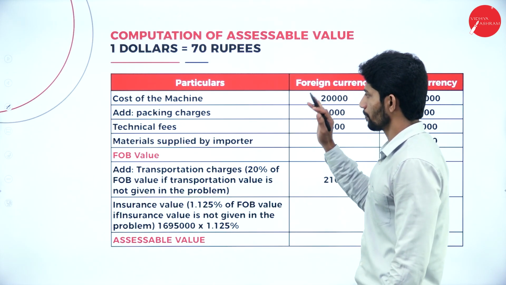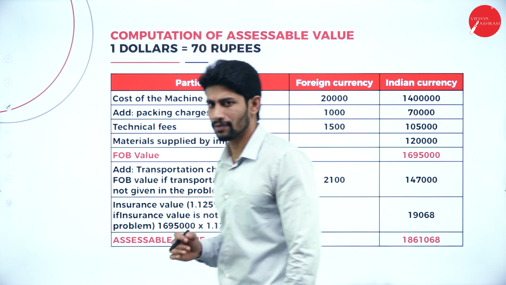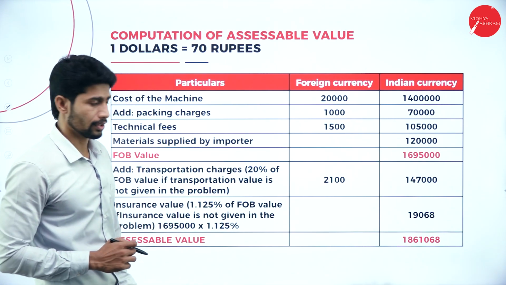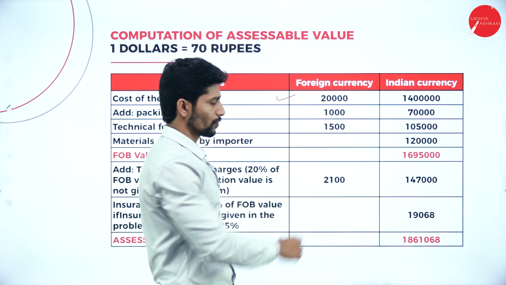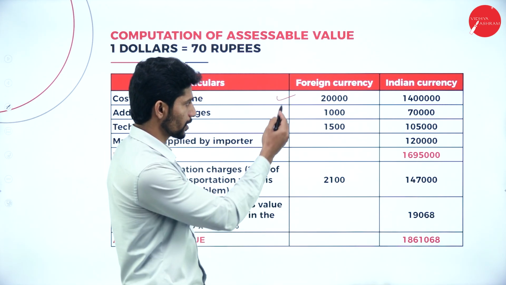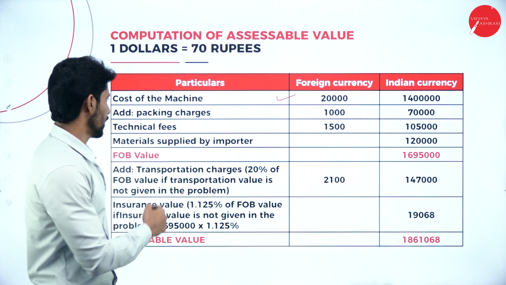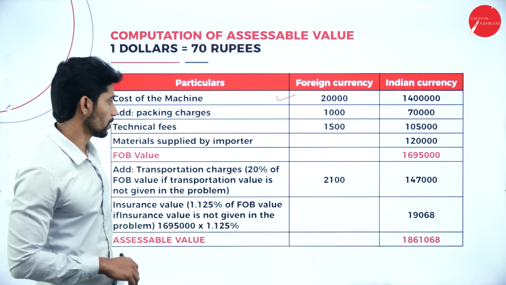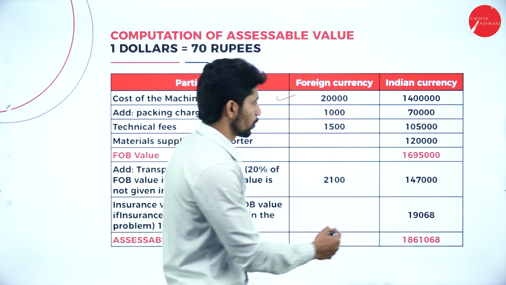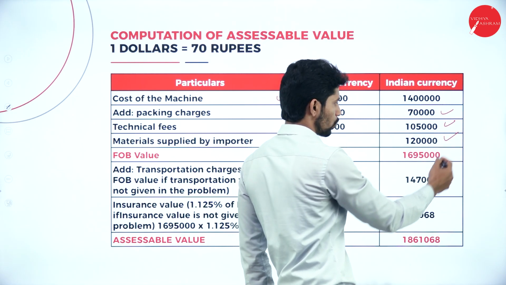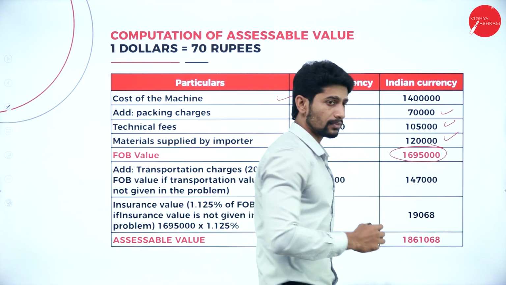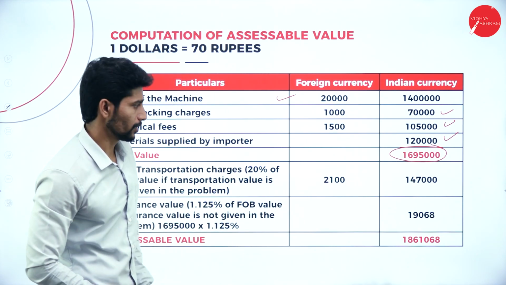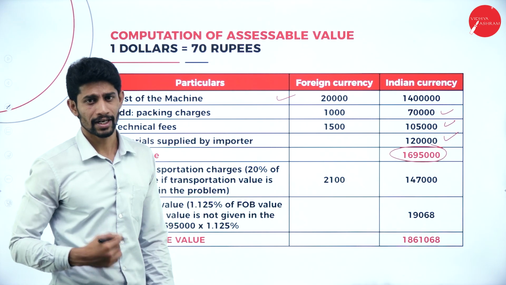So moving further to compute the problem, computation of assessable value, $1 equals 70 rupees. So what is the cost of machine in foreign currency? $20,000 into 70 rupees, we will get 14 lakhs, right? Next, add packing charges, technical fees and materials supplied by importer. If you add these three items, you'll get some total. So the total is called FOB value. So what is the total? 16,95,000.